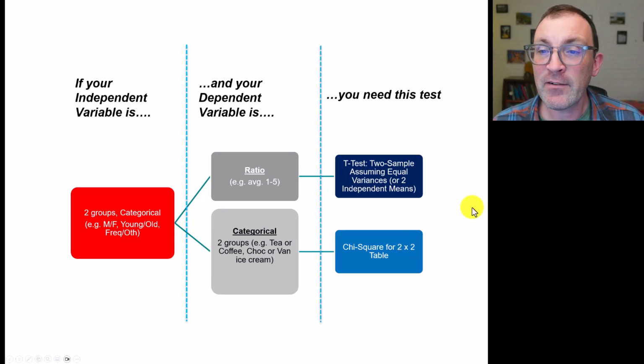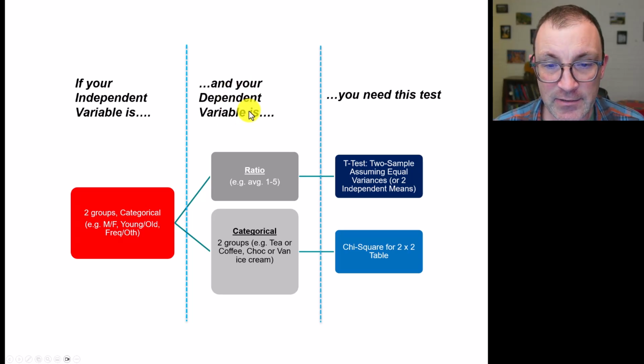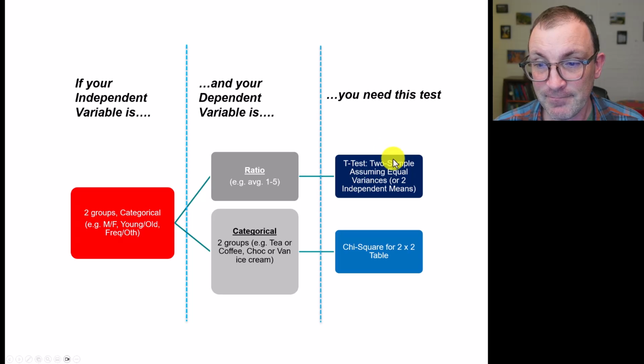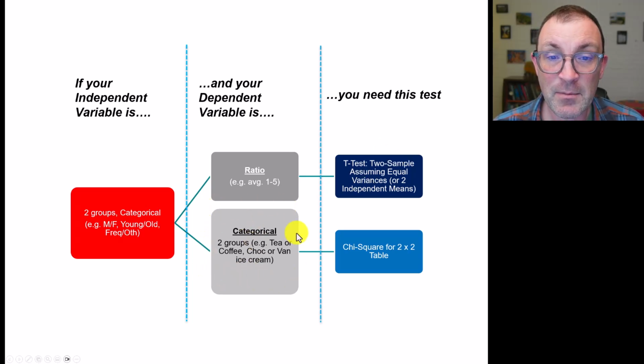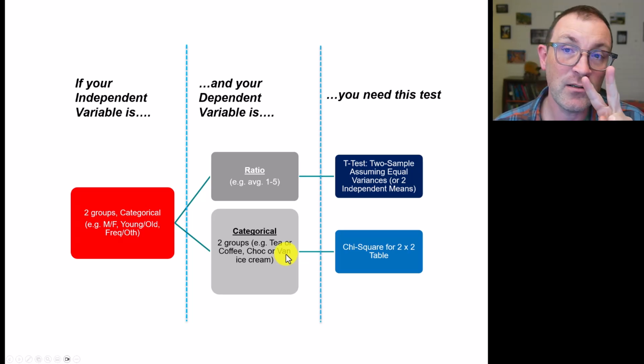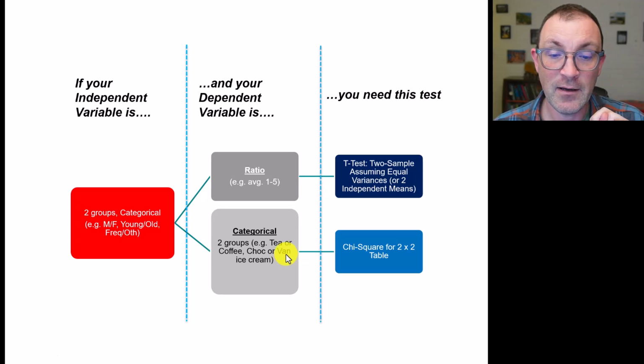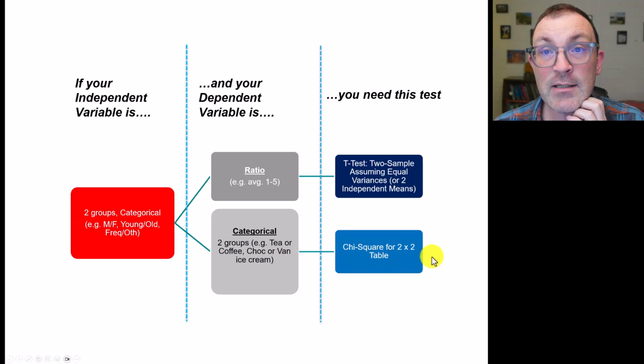Then, to figure out what tests we need, we've got to look at the dependent variable and what type of data it is. If our dependent variable is ratio level data on a scale of 1 to 5, for example, then we're going to do a t-test. If our dependent variable has categories, and we're going to keep it simple and only look at two categories, then we're going to use a chi-square. All right, so we're going to come back to this.